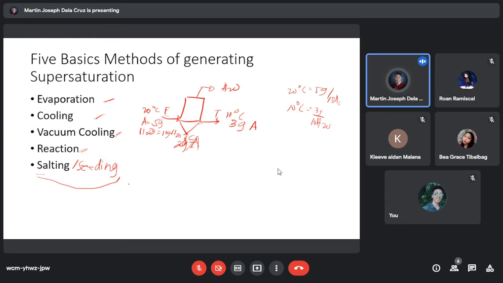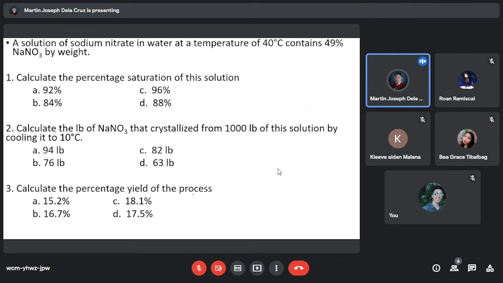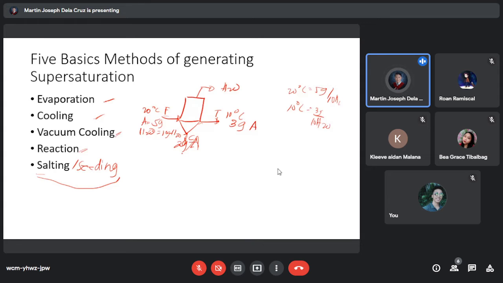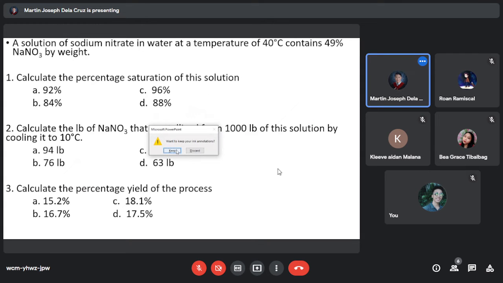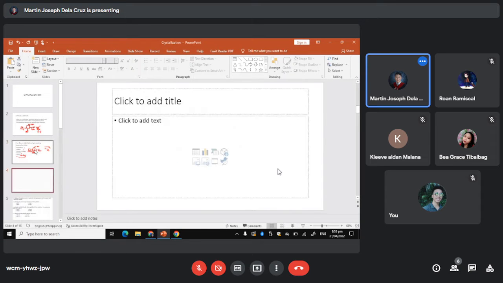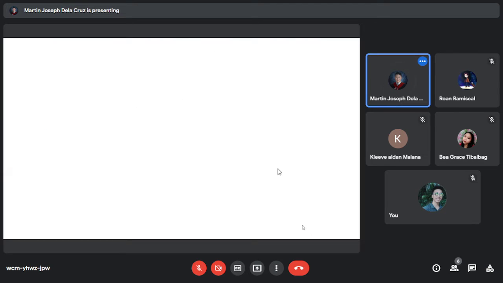So those are the major concepts of the crystallizer, class. Upon solving, we'll encounter more concepts. I have here an example. Before we proceed to the example, let's have a brief concept of the overall material balance of the crystallizer. So for example, here we have your crystallizer, class.